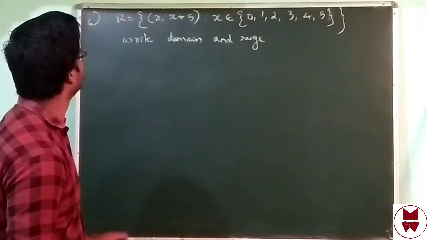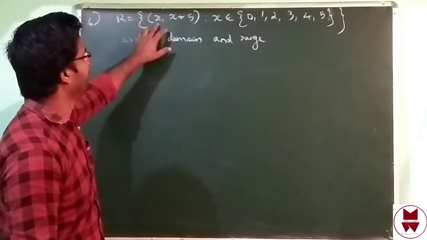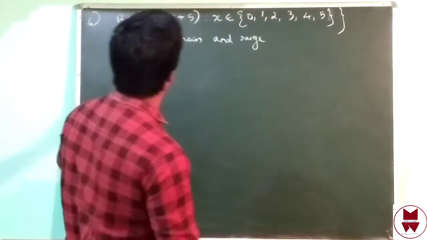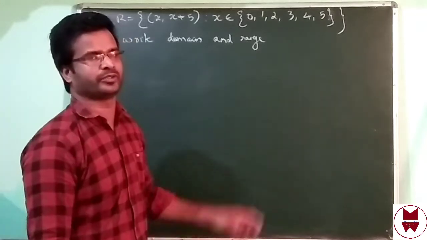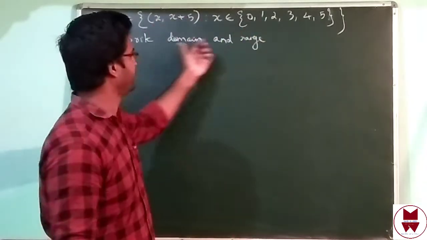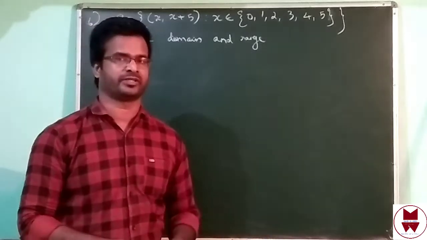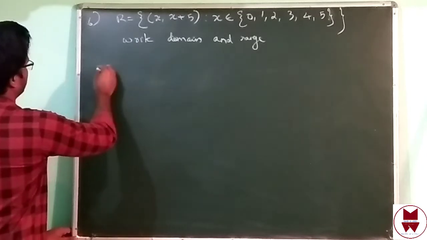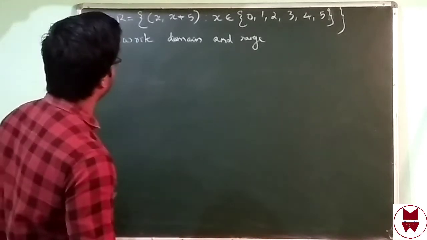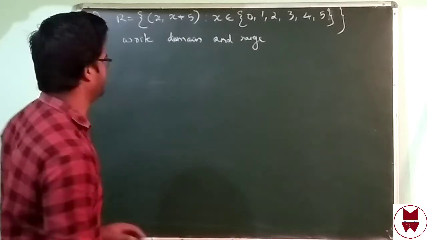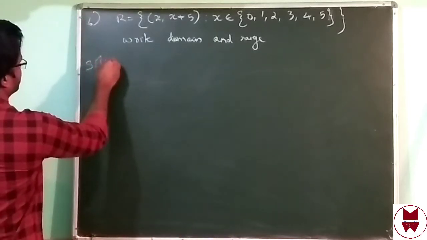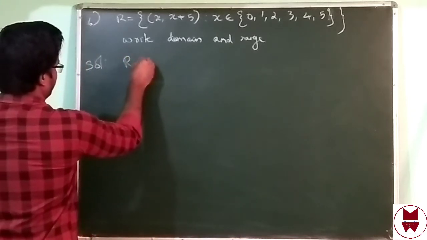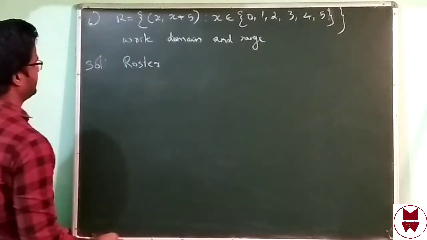Question number 6 is R equals the set {(x, x plus 5)} such that x belongs to the set 0 to 5. Write the domain and range. I am not going to write the whole question, only the relation and what is asked. The remaining part you can check in your textbook and write from there. Then what is our question? We have to find the domain and range. First we write it in roster form. That is very easy to write the domain and range.